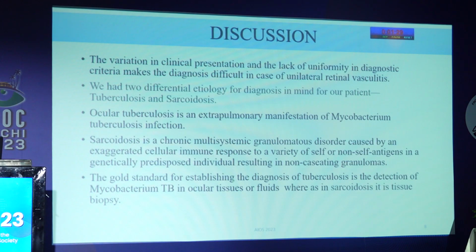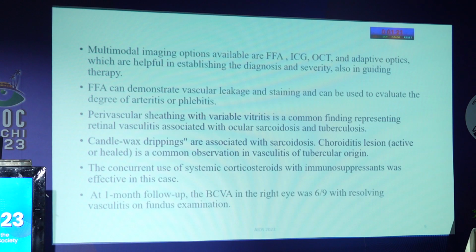The gold standard for the diagnosis of TB includes detection of MTB in ocular tissues or fluids, whereas in sarcoidosis, it is a tissue biopsy. Imaging techniques available are FFA, ICG, OCT, and adaptive optics, which help in the diagnosis as well as in guiding therapy. FFA can demonstrate vascular leakage and staining and can be used to evaluate the degree of arteritis or phlebitis.